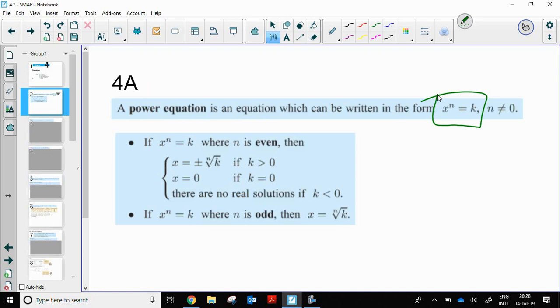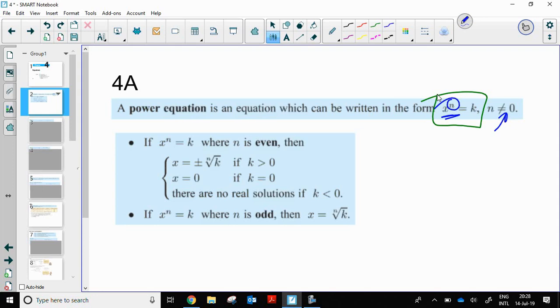And we know that the power, which in this case is n, obviously can't be 0, right? Because then I would have something to the power of 0, which we know would be equal to 1, as long as that something isn't 0.